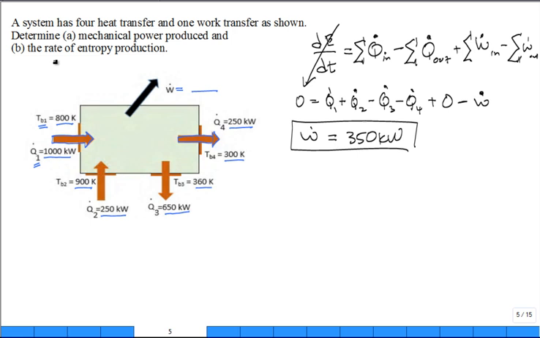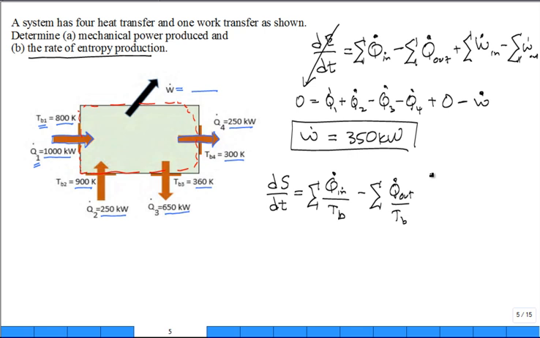Now, for part B, the rate of entropy production. For the same system, I should have defined our system. Right there is our system. We have the rate of accumulation of entropy inside the system equal to the sum of all the ins, the rate of inflow of entropy across any boundary temperature, minus any Q dot outs divided by their boundary temperature. Any work? No. But you could have entropy production.